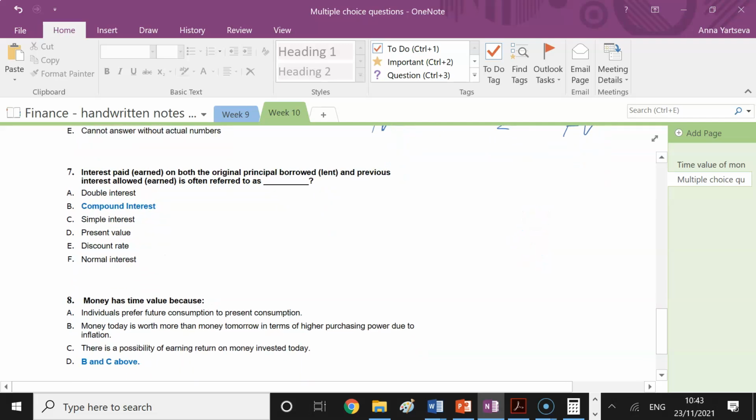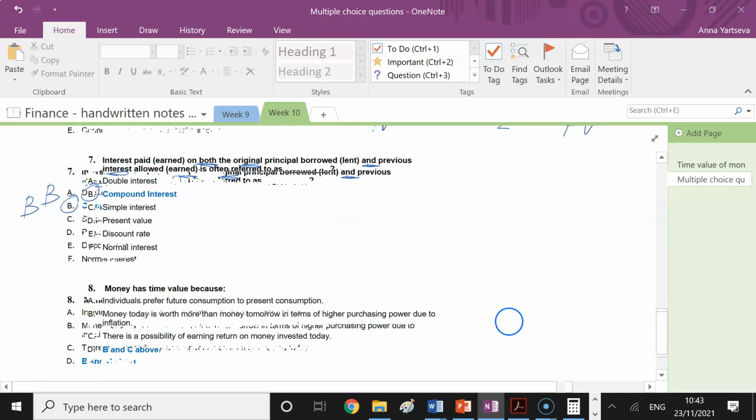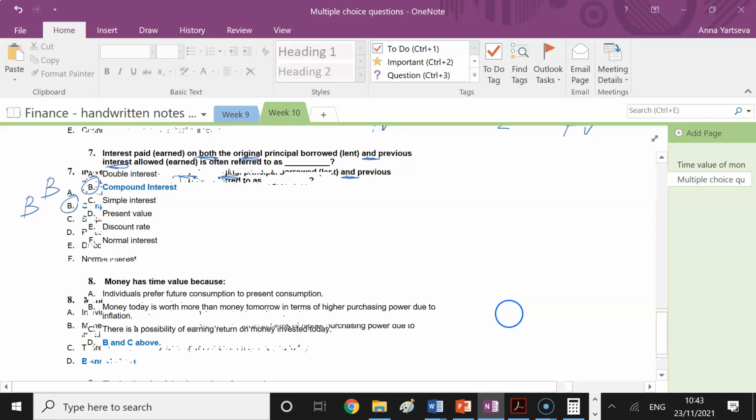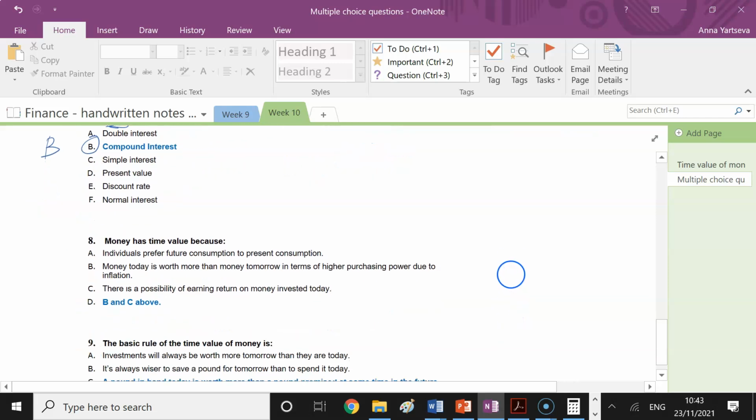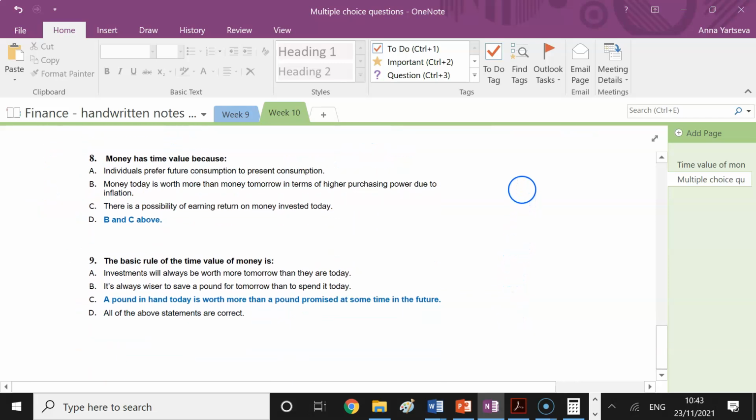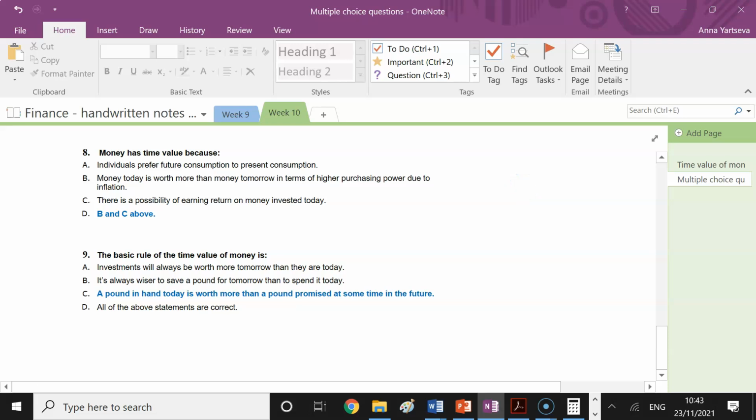Interest paid on both the original principal borrowed and previous interest accrued is referred to as compound interest. Again, this was a question which we've covered already. Paid on both the original and interest, compound interest. All other options are just shown here to distract you, like double interest, present value, discount rate, etc. Normal interest is compound interest.